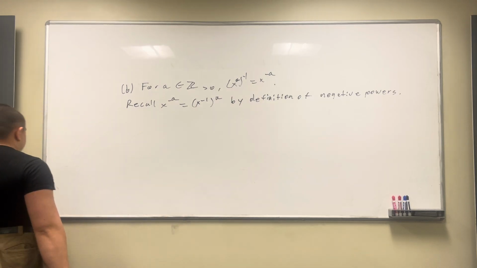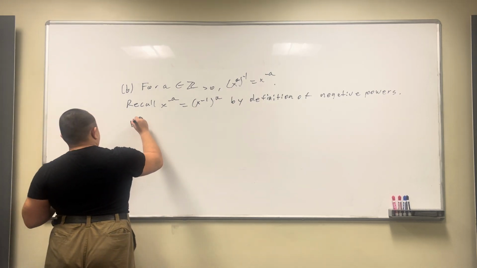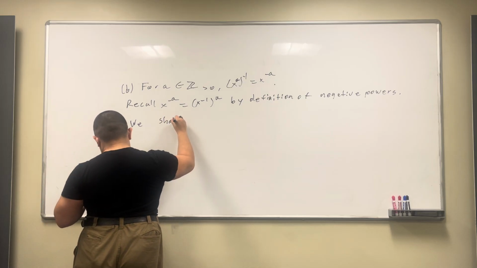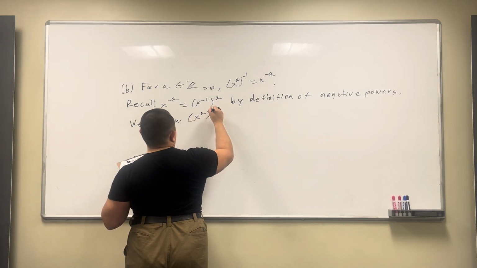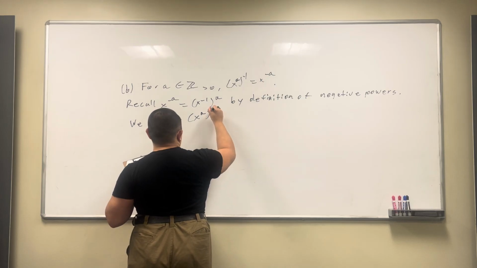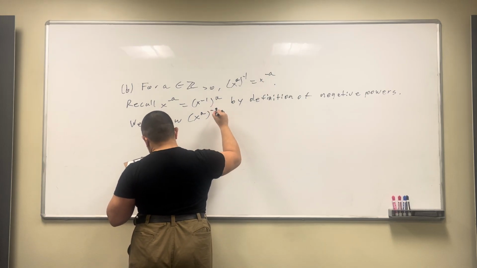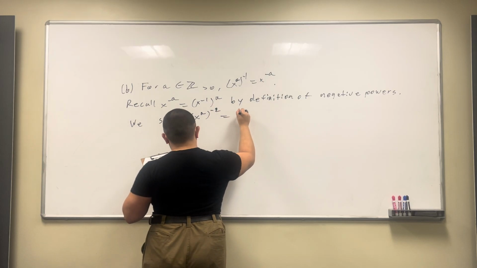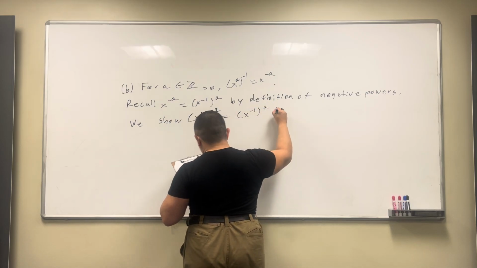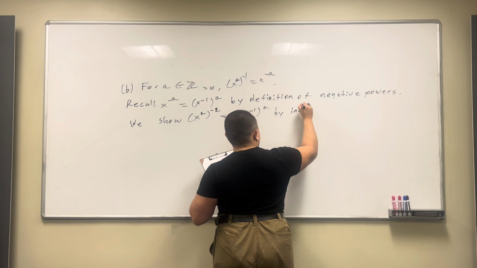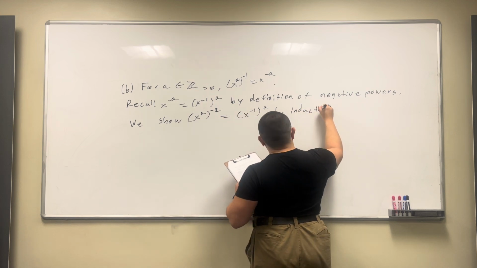So we show (x^a)^(-1) is equal to (x^(-1))^a by induction on a.